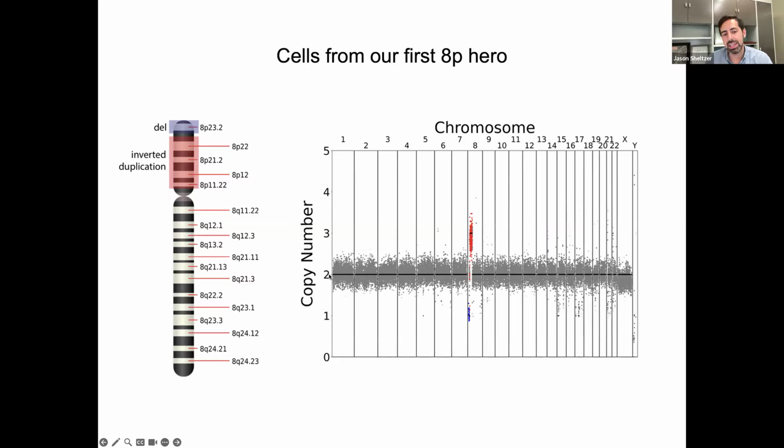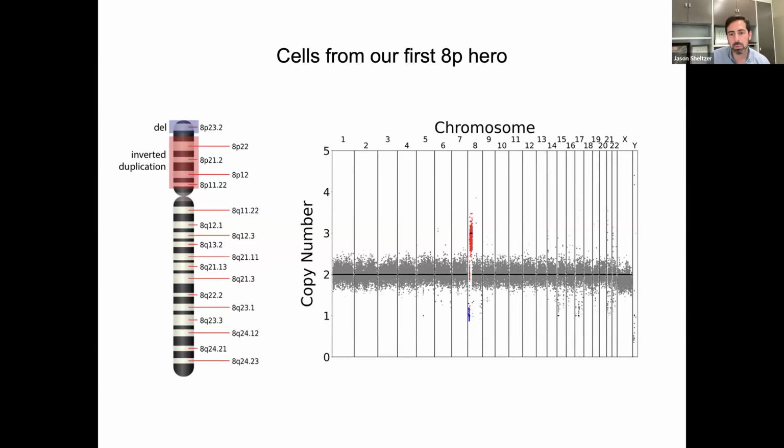Basically, you can see that most chromosomes in these cells are present in 2 copies. You can see the duplicated region in red is present in 3 copies on chromosome 8, and the deleted region in blue is present in 1 copy on chromosome 8. And this is what their karyotype looks like, determined from whole genome sequencing. So we received these induced pluripotent stem cells from Project 8p, from an 8p hero.